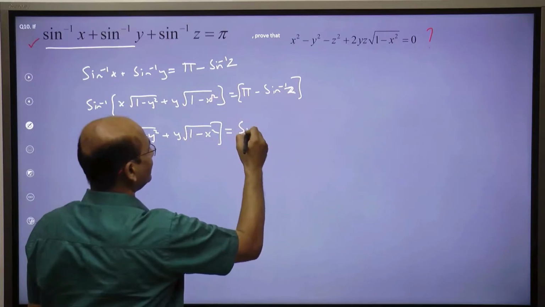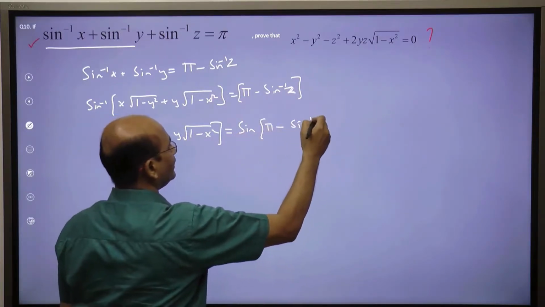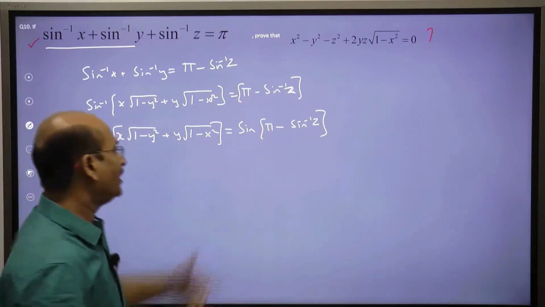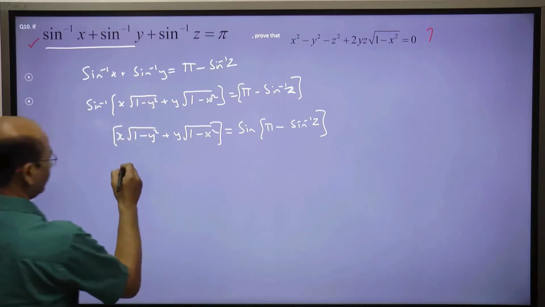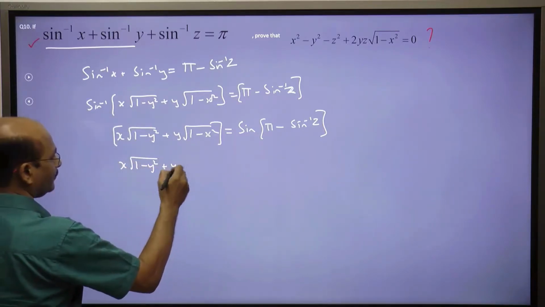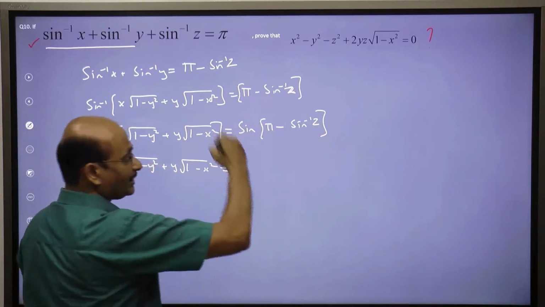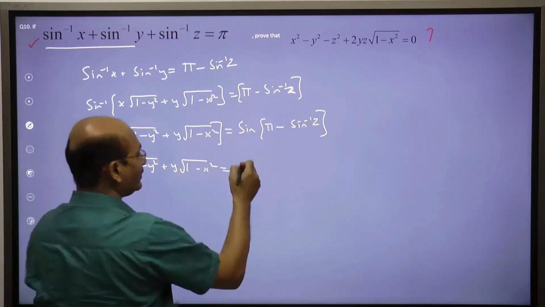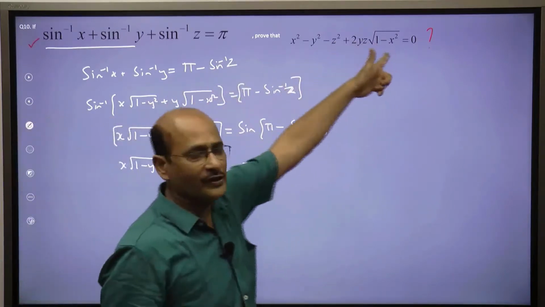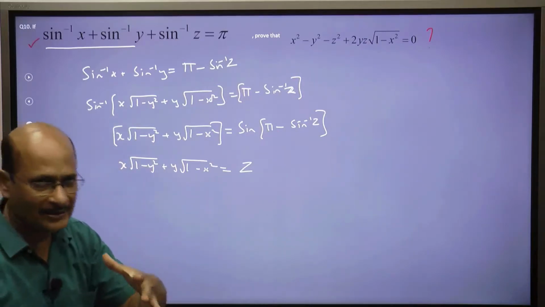This is nothing but sine of 180 minus theta. So sine of 180 minus theta is sine theta. So x root of 1 minus y square plus y root 1 minus x square is equal to sine of sine inverse z, which will become z. So you look, there is no inverse ratio. I came to a situation where there is no inverse ratio. Now only basic mathematics is calling up.